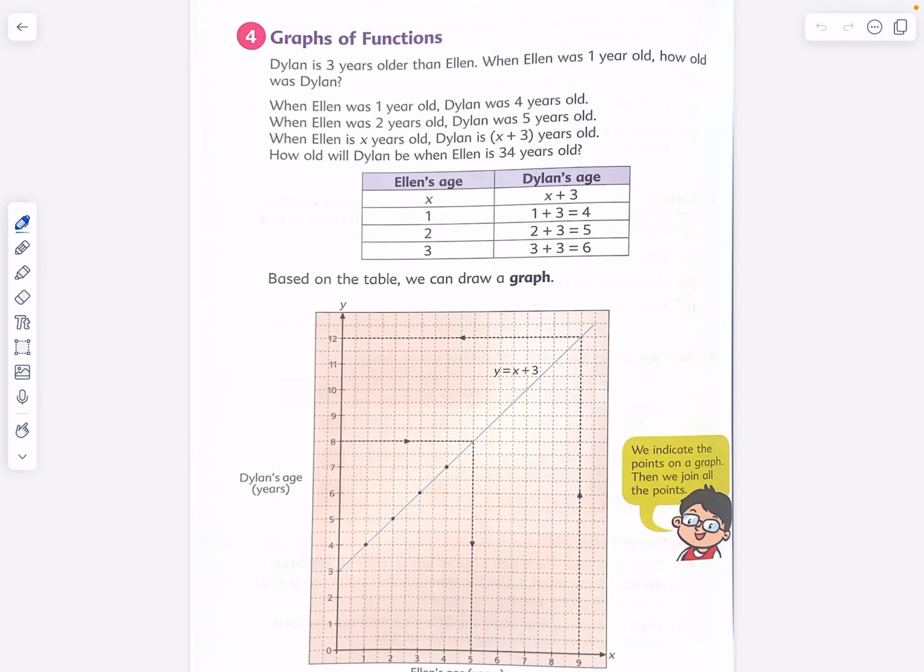Hello, the topic of today's lesson is graphs of functions. We are on page 26. Let's read the word problem.